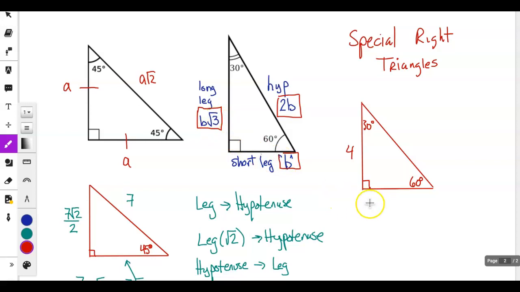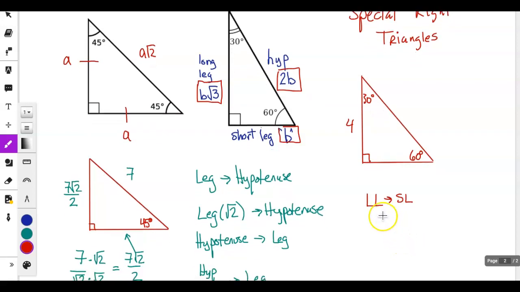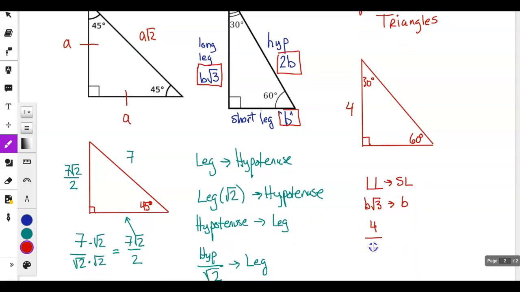To go from the long leg to the short leg, we want to go from b root 3 to b. So we would divide by the square root of 3. So we take the long leg and we divide by the square root of 3. Think about it. We want to make it smaller, right? Because it's the short leg. And so we would rationalize this by multiplying the top and bottom by root 3, and we get 4 root 3 over 3. So the short leg is 4 root 3 over 3.